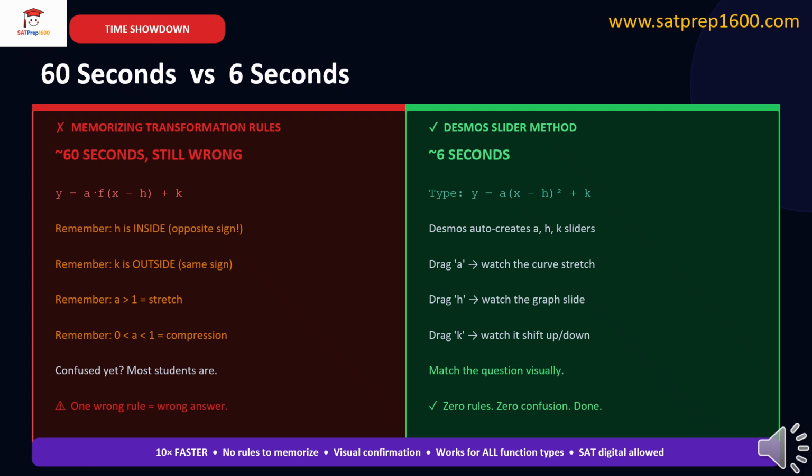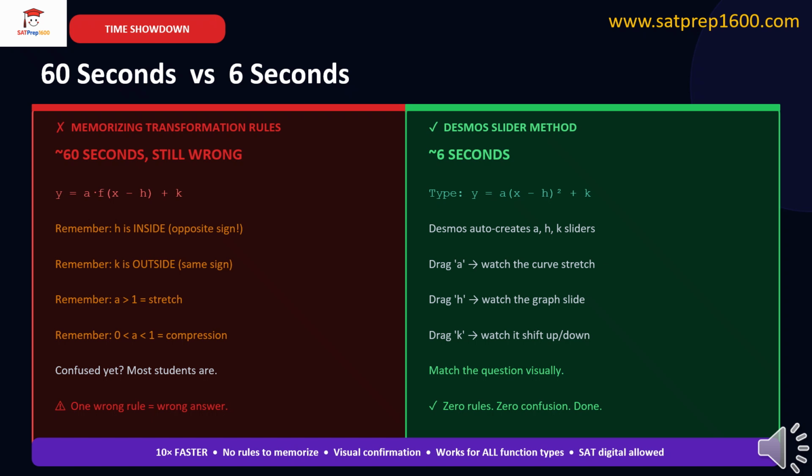60 seconds versus 6 seconds. The old way: memorizing transformation rules. y equals a times f of x minus h, plus k. You have to remember h is inside the function, so it takes the opposite sign. k is outside, same sign. a greater than 1 stretches, between 0 and 1 compresses. Confused yet? Most students are. And one wrong rule equals a wrong answer.